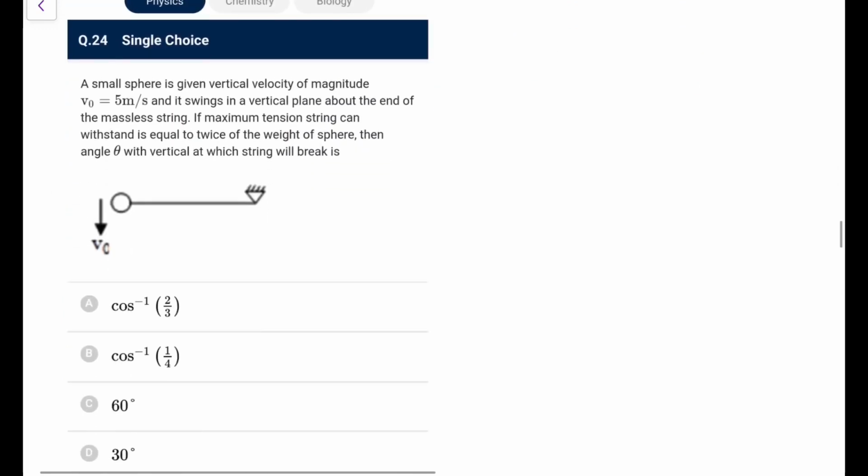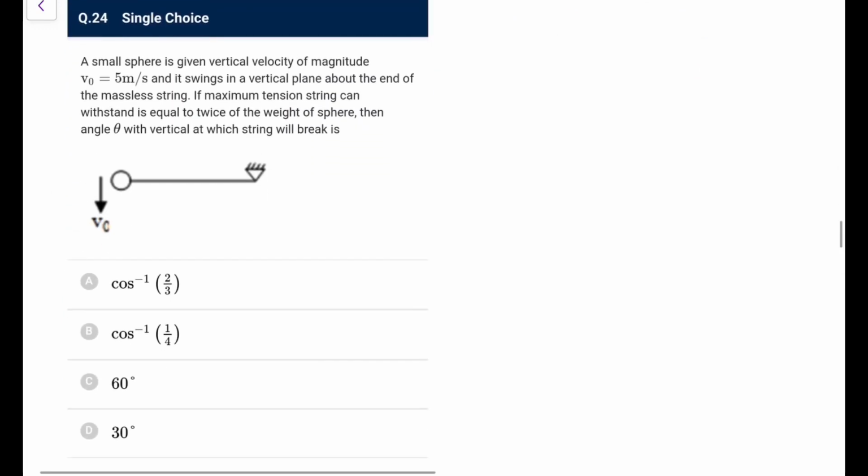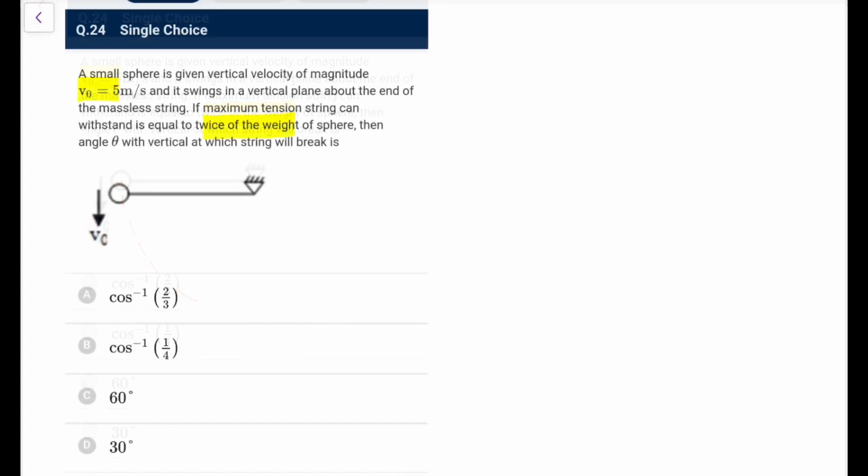Next one. A small sphere is given vertical velocity of magnitude 5 and swings in a vertical plane about the end of a massless string. If the maximum tension the string can withstand is equal to twice the weight, then find the angle theta at which it breaks. Again, this is a question you must have found in your sheets. So let's say at an instant it comes like this, and this angle is theta. I draw the FBD. This would be mg. This would be tension.